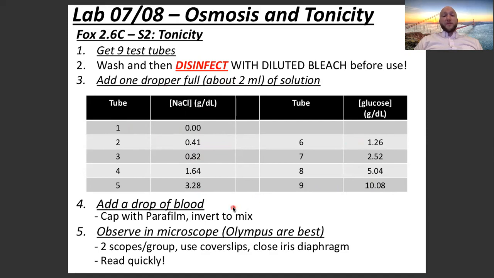Then what we're going to do is add a drop of blood to test tube 1. Mix, make a slide with that blood and water solution, and we're going to look at what the red blood cells look like. We're then going to put a drop of blood in test tube 2. Mix, make a slide with the solution, and look at what the red blood cells look like underneath a microscope.